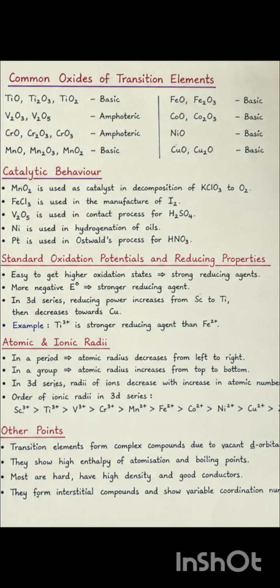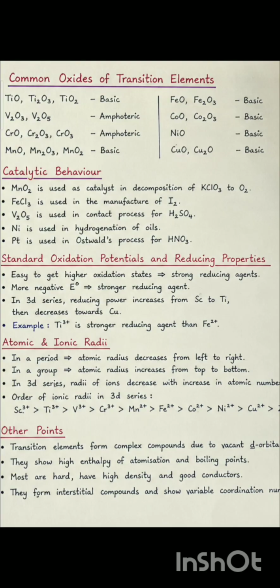Next one is catalytic behavior. MnO2 is used as a catalyst in decomposition of KClO3 to oxygen, O2. And FeCl3 is used in the manufacture of I2. And V2O5 is used in the contact process. We have already seen this. Nickel is also used for hydrogenation. Platinum is used for the Ostwald process for HNO3.